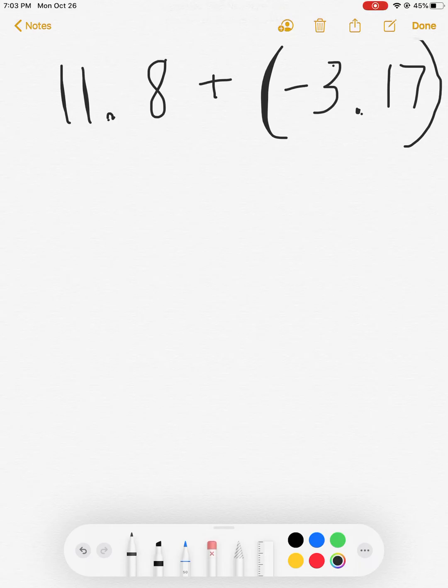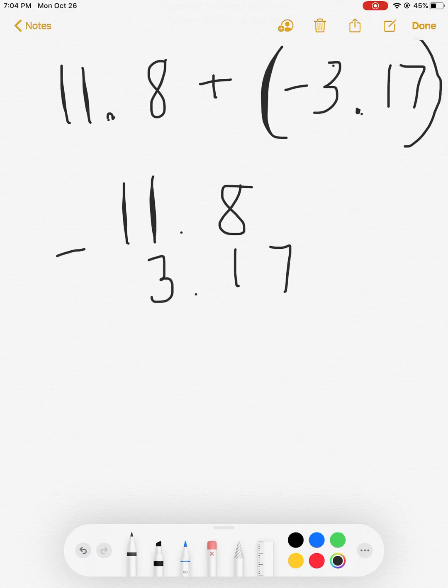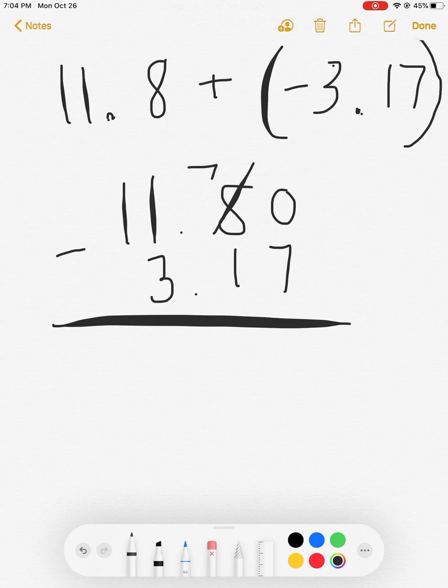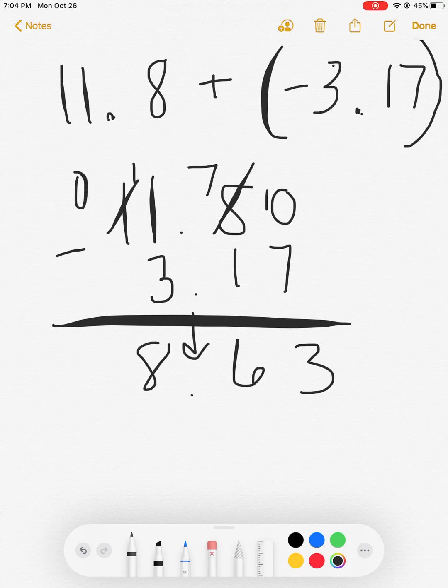Alright, you guys, hopefully adding a negative, you remembered that that meant to subtract, so you line up your decimals and go ahead and subtract those two integers. I borrow from the 8, make it a 7, so that 0 becomes a 10. I subtract and get 3, 6, drop the decimal, and 11 minus 3 gives us 8. So we get 8.63. It's a positive because I had more positives in the start of my problem.